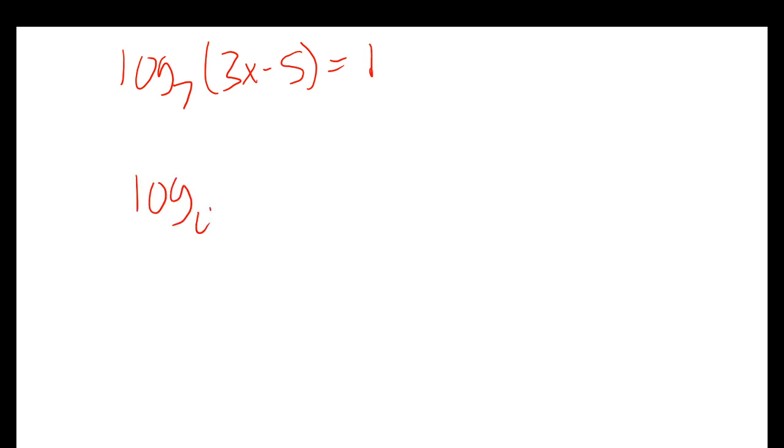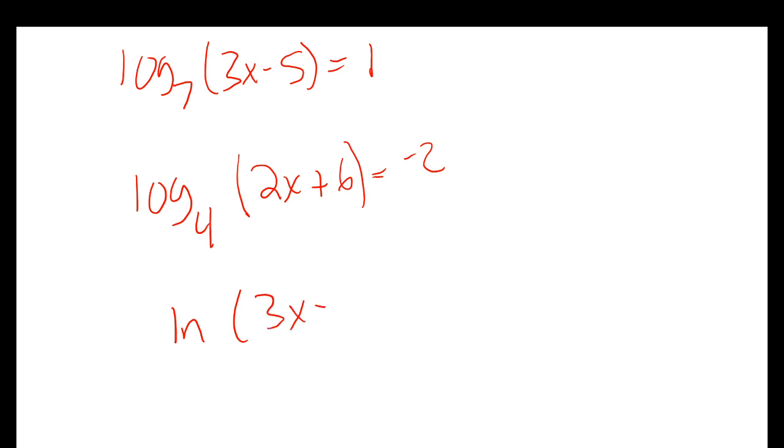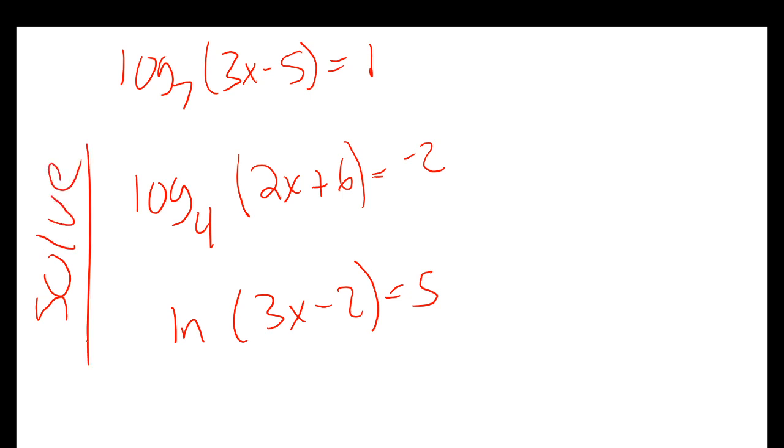Let me give you, let's go log base 7 of 3x minus 5 equals 1. Let's go log base 4 of 2x plus 6 equals negative 2. And then let's go ln of 3x minus 2 equals 5. Let's solve these.